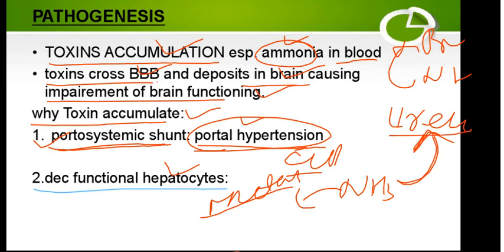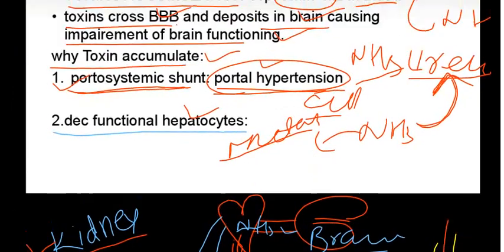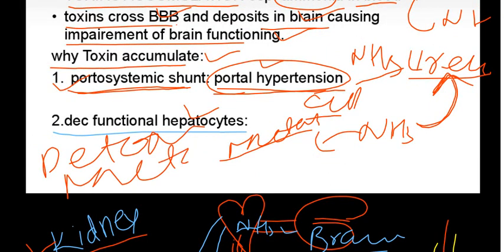So two things are actually contributing towards this. Number one is decreased detoxification, and second is no metabolism of ammonia. So both these factors are contributing towards the pathogenesis.